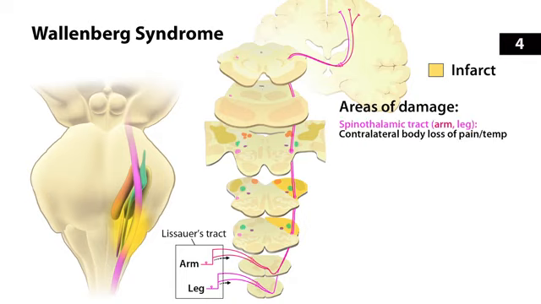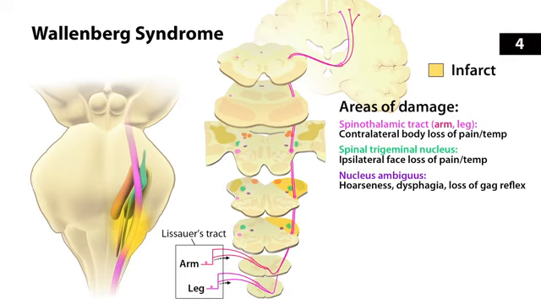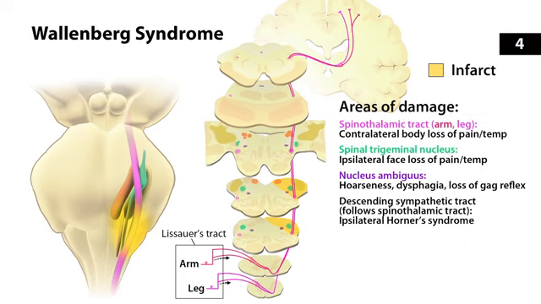There's loss of pain and temperature on the contralateral side of the body from the spinothalamic tract. There's loss of pain and temperature sensation on the ipsilateral side of the face from the spinal trigeminal nucleus. Remember, we said that the cranial nerve 5 nucleus is so big that it starts up in the pons, but then it stretches all the way down into the medulla. You can see hoarseness, difficulty swallowing, and loss of gag reflex because of a nucleus ambiguus lesion. Remember, nucleus ambiguus is speech and swallowing. You can have ipsilateral Horner syndrome because this affects a descending sympathetic tract.